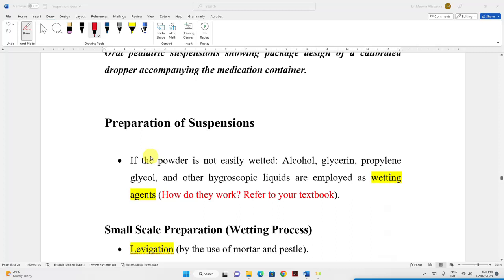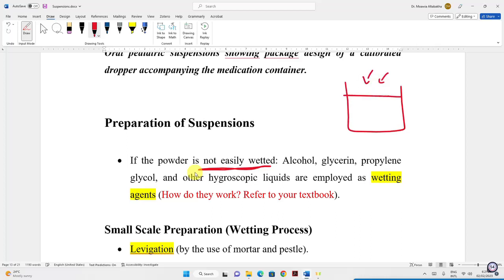Okay, how do we prepare suspensions? First of all, if the powder is not easily wetted, which means if you add this powder to the vehicle where you want to make the suspension and they don't get wetted easily, then what's going to happen, they will float, and they will come closer to each other. Let's say this is a vehicle and I'm adding particles here, then the particles will be on the surface. They are not easily wetted. So how do we wet the particles in order to allow them to be uniformly distributed in the vehicle?